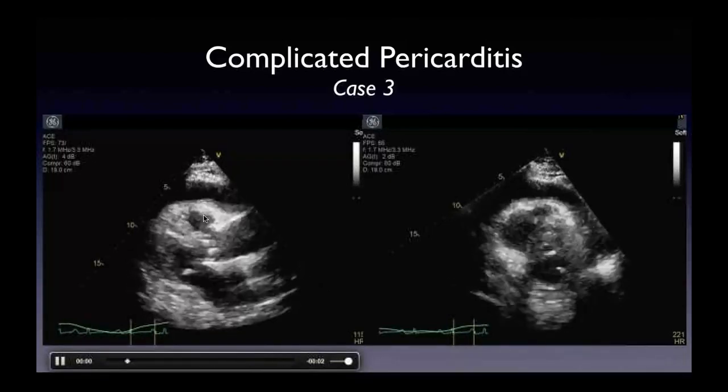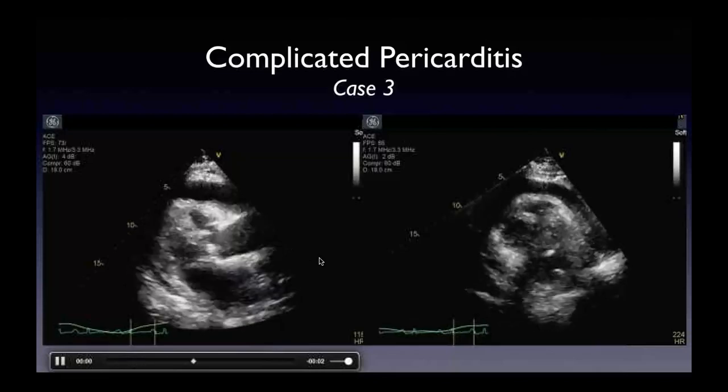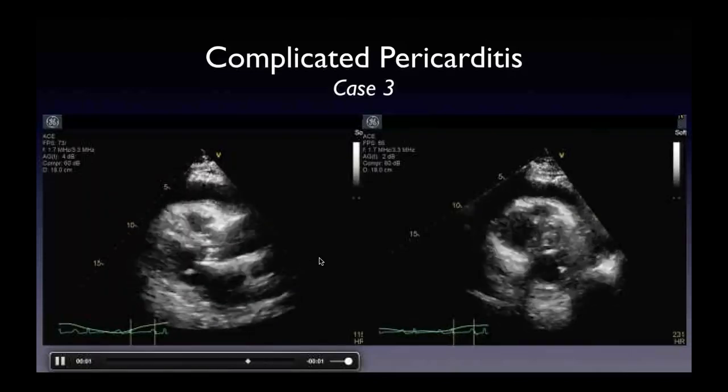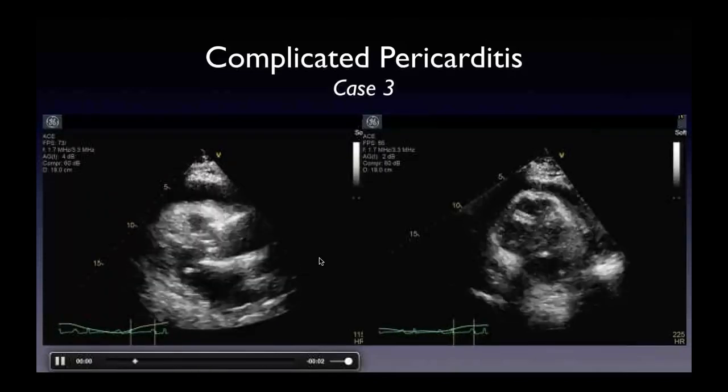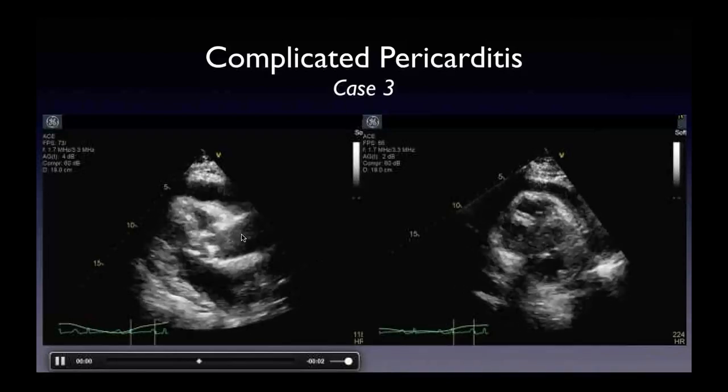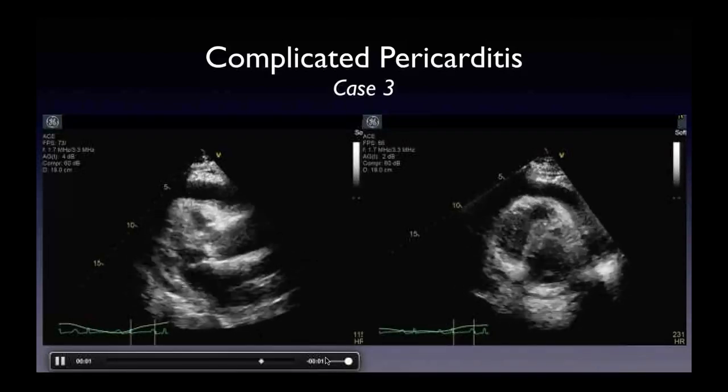There's a fairly subtle RV inversion. It comes in, hyperdynamic RV systolic function. It comes in, it tends to stay in a little bit into early diastole and expands in late diastole, maybe with the atrial kick.